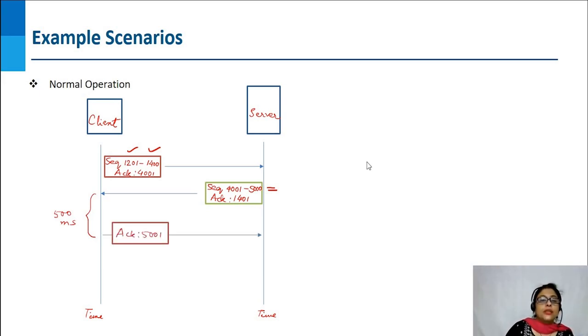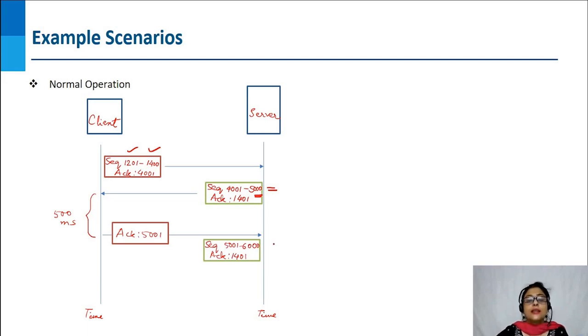Now after 500 milliseconds, the client will send the acknowledgement packet back to the server. This acknowledgement packet will be numbered 5001, meaning that it has received the data packet 5000 from the server.